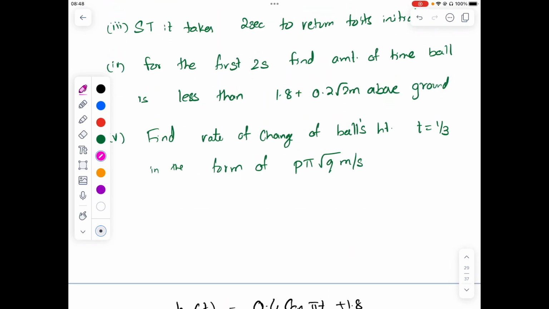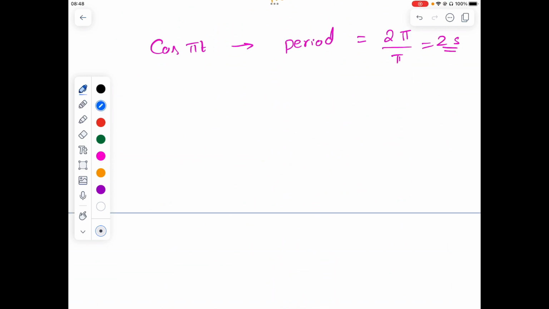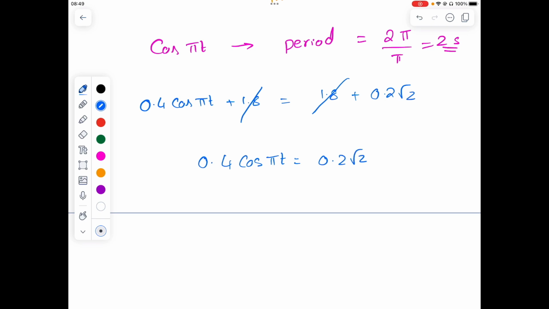For the first 2 seconds, find the amount of time the ball is less than 1.8 plus 0.2 square root of 2 meters above the ground. So for that, equate the equation. What is the equation? 0.4 cos pi t plus 1.8 should equal 1.8 plus 0.2 square root 2. So 1.8 and 1.8 get cancelled. 0.4 cos pi t equals 0.2 root 2.